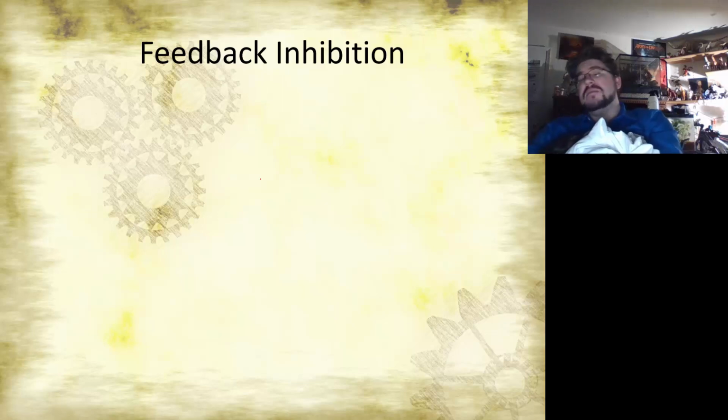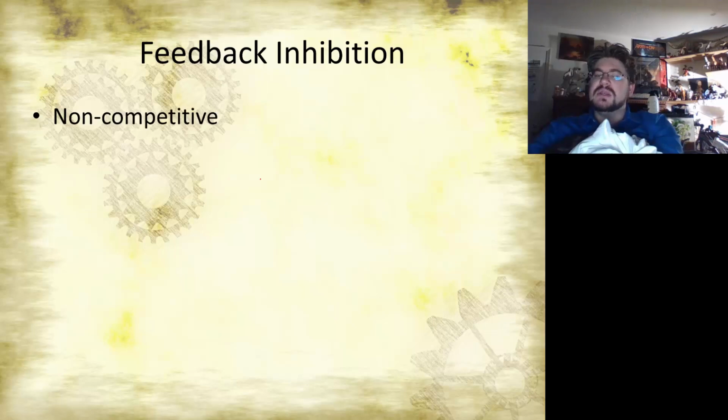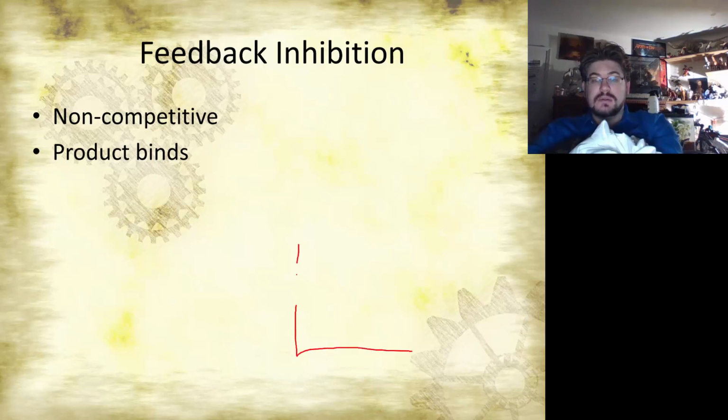Feedback inhibition. Okay, so feedback inhibition is another neat thing involving allosteric sites. And what's unique about feedback inhibition is that you have a non-competitive, an allosteric inhibitor that shuts down an enzyme. But that allosteric inhibitor is actually the product of the reaction the enzyme catalyzes. And this is all about homeostasis.